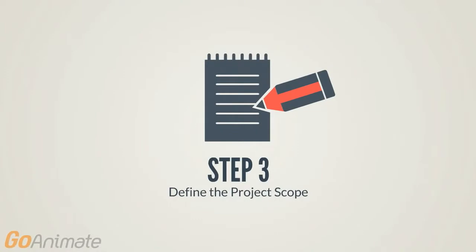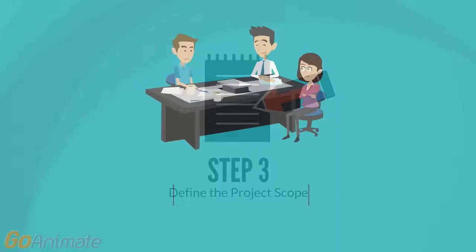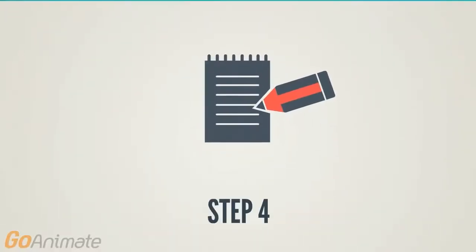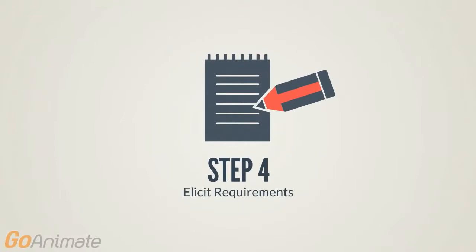Step 3. Defining the project scope. In this phase, the business analyst works with the project manager and the project team in defining the scope. The scope is a high-level description of the project goals, risks, assumptions, business processes, and all parties included in the project. Step 4. Requirements elicitation.